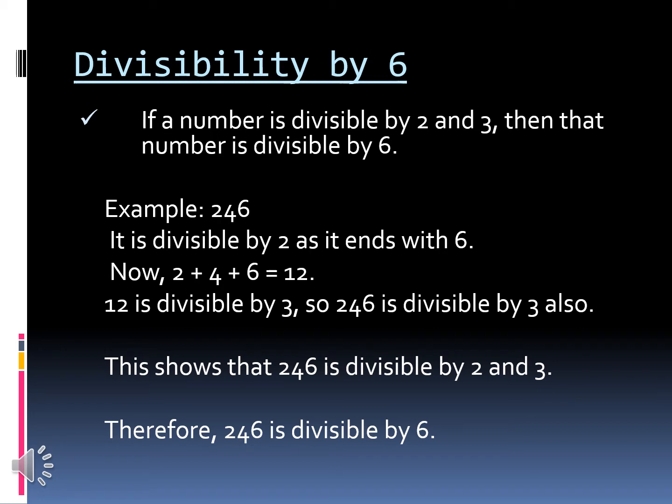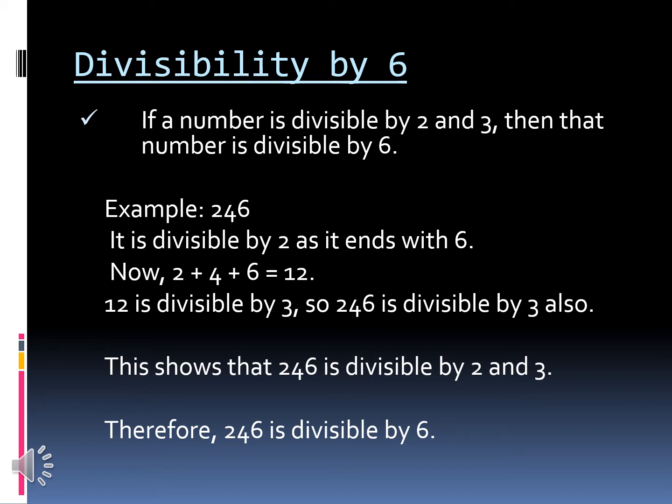So let's take a small example, 246. First of all, let's check the divisibility by 2. Since 246 has 6 as the last digit, and 6 is an even number, it is divisible by 2. Now let's check the divisibility by 3. If you remember, sum of digits, right? So the sum of digits, that is 2 plus 4 plus 6, gives you 12, and 12 is divisible by 3, right? It gives us remainder 0 and quotient 4 if you divide 12 by 3. So it is divisible by 3 also.